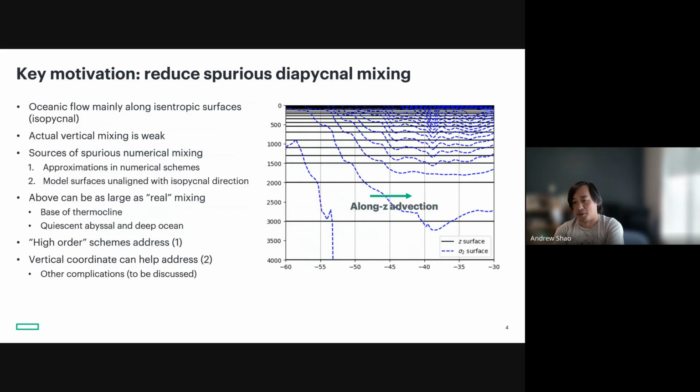So if you see on the right-hand graph there, if you are just doing advection along a z-coordinate, then you're going to cross an isopycnal surface, and that by necessity is a form of dipycnal mixing because you're moving water across an isopycnal. Some higher order schemes, so very high order accuracy schemes, can help address one, but the vertical coordinate really is one of the key ingredients to address two.